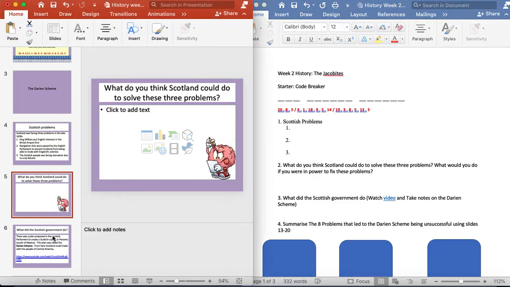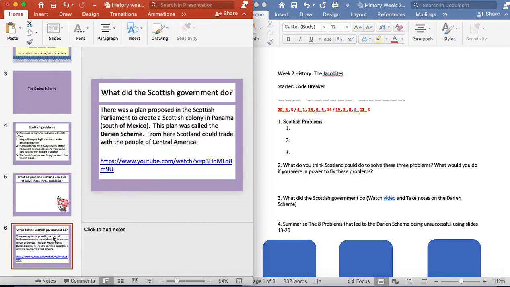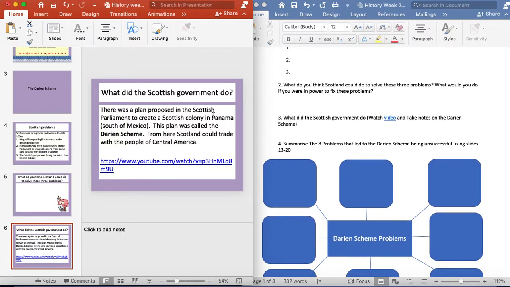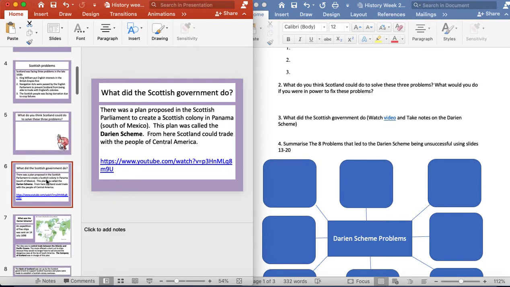Then you're going to figure out what the Scottish government did do. You talked about what the Scottish government could do, and then you need to watch this video here. There's a video on your worksheet. Watch the video and figure out exactly what they did. You'll see what they came up with. They came up with a plan to create their own colony in Central America, and it's called the Darien Scheme. The plan was that they weren't allowed to trade with English colonies, so they decided they were going to make their own.